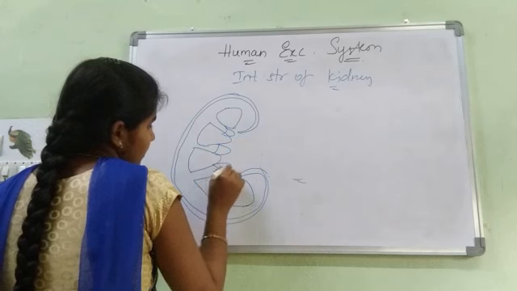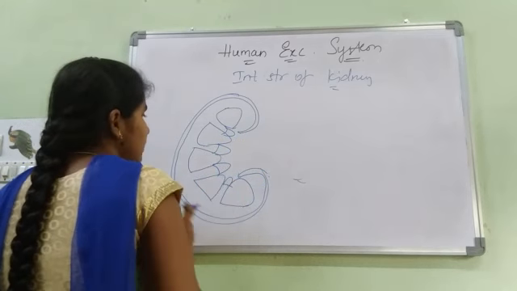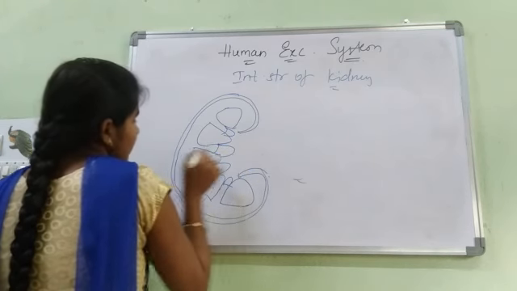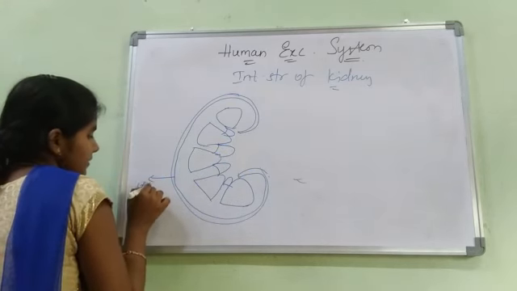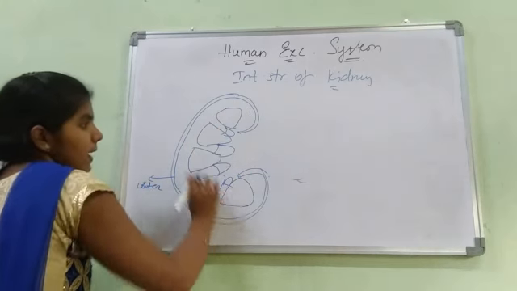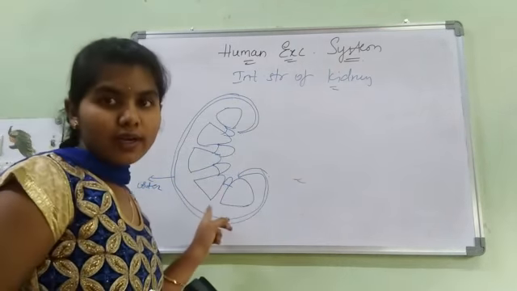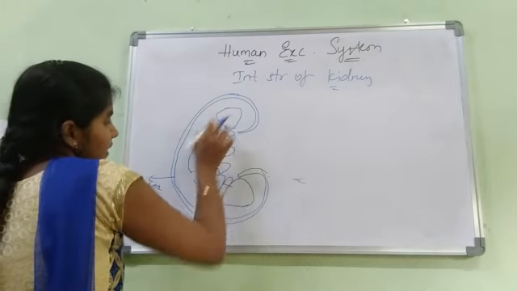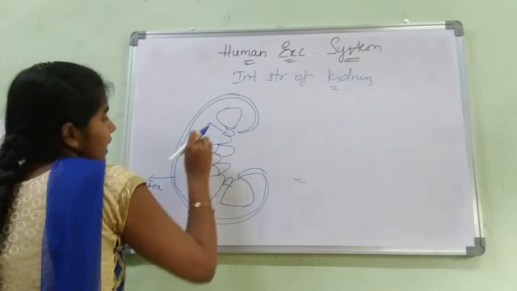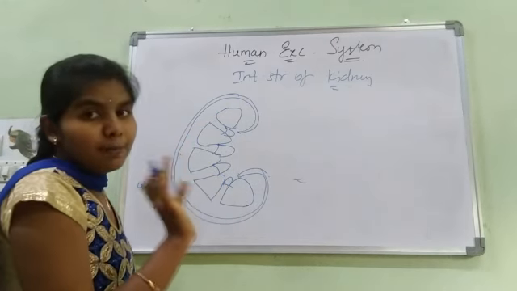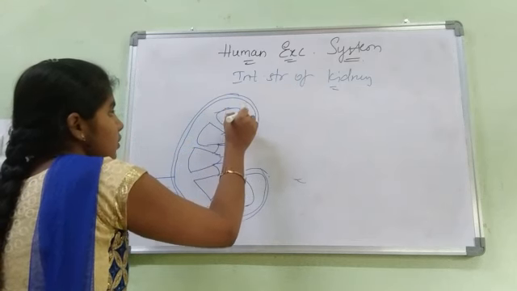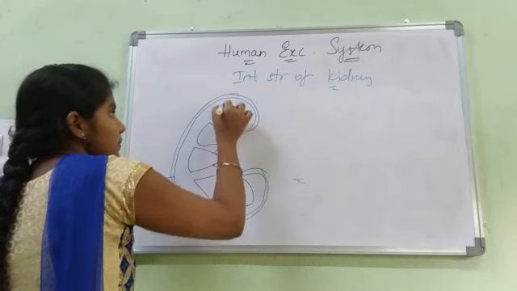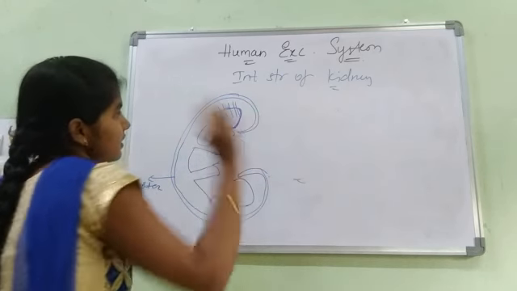The internal structure of the kidney is divided into, we can say, two layers. That is the outer cortex and the inner part is medulla. This inner medulla is divided into cone-like masses called medullary pyramids, as they are in the shape of a cone, hence they are called medullary pyramids. These medullary pyramids consist of nephrons in them.